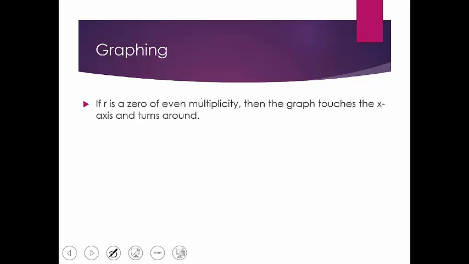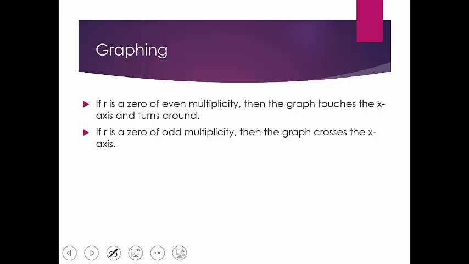Now we will discuss some key things about graphing when dealing with multiplicities. If r is a 0 of even multiplicity, then the graph touches the x-axis and turns around. If r is a 0 of odd multiplicity, then the graph crosses the x-axis.